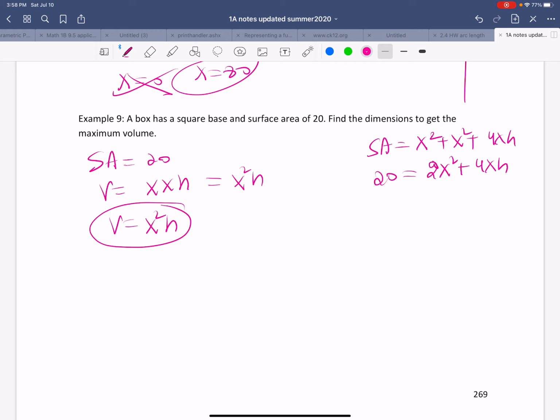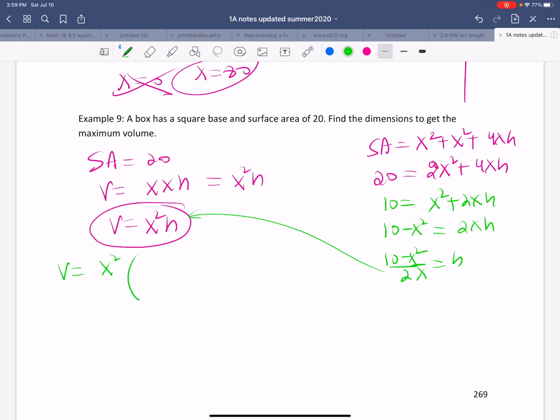So this is the function I want to maximize or minimize. I don't want to have two variables on the right hand side. I want to use one variable only. So I'm going to express either x in terms of h, or h in terms of x. In this case, it's really easy. First of all, I'm going to divide everything by 2. That gives me 10 equals x squared plus 2xh. 10 minus x squared is equal to 2xh. 10 minus x squared over 2x is equal to h. So I'm going to plug that h in here. Volume comes out to be x squared times 10 minus x squared over 2x.